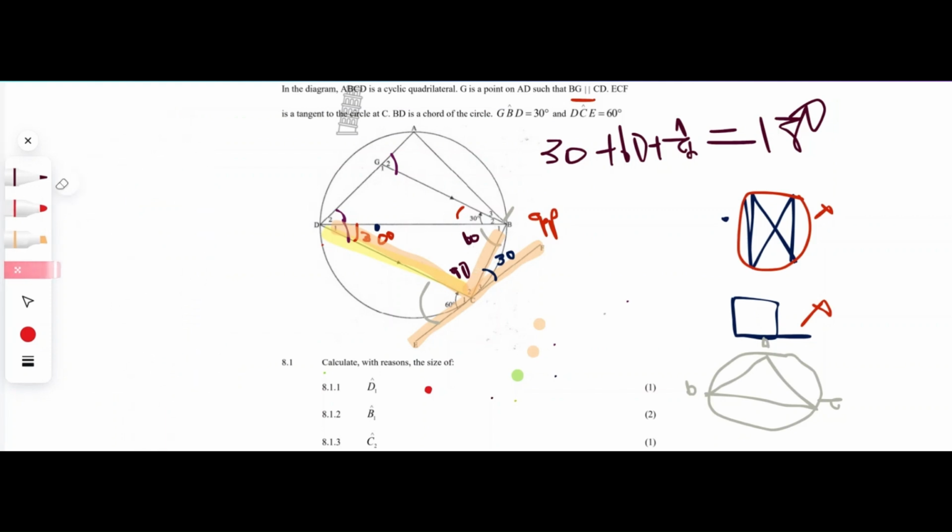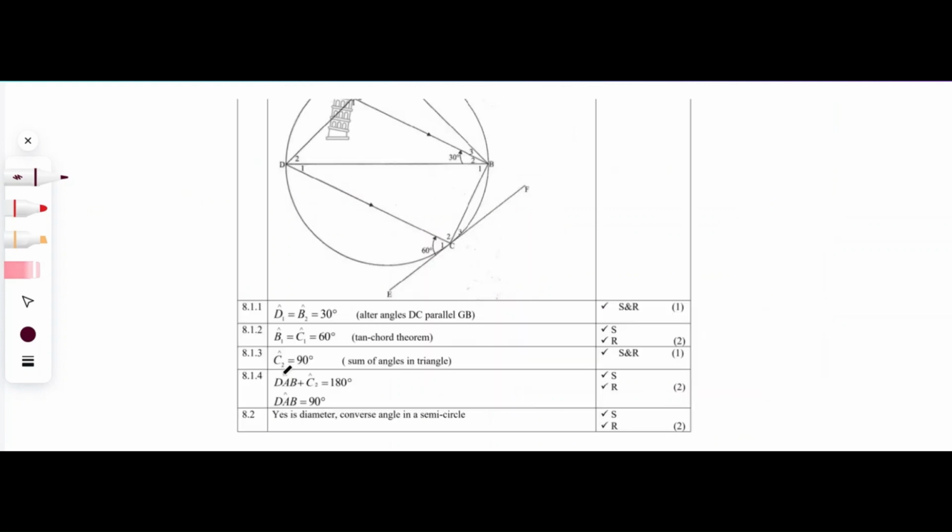Already, we already know, guys. So you're going to go back and say that A plus C2, which is 90 degrees, equals 180, and your reason is going to be opposite angles of a cyclic quad. Take it over onto the other side, you're going to get an answer of 90 degrees. So you want to say DAB plus C2 equals 180 degrees. C2 is equal to 90 degrees. And over here, they made the mistake of not giving a reason. Your reason has to be opposite angles of a cyclic quad.